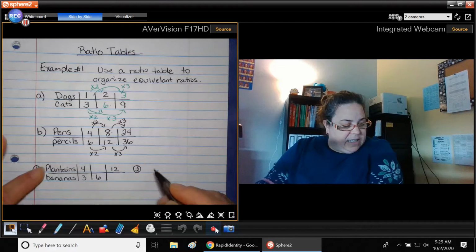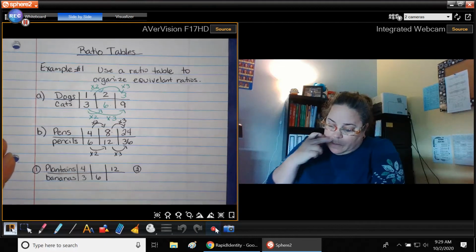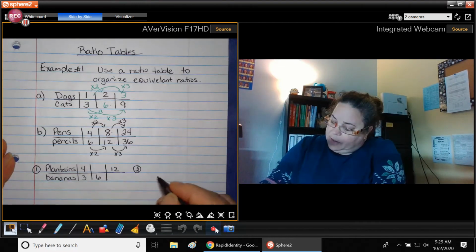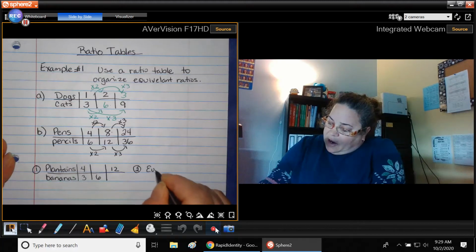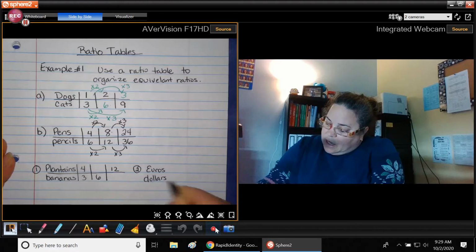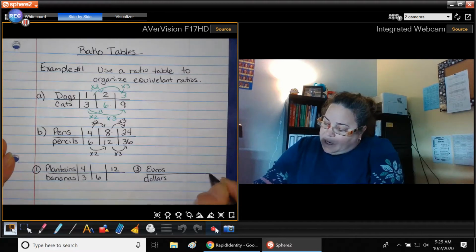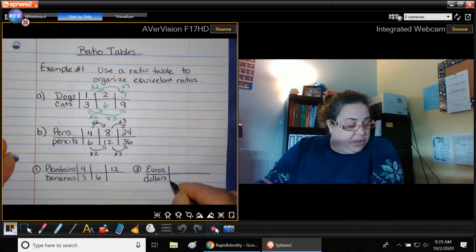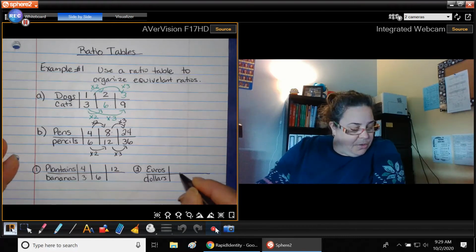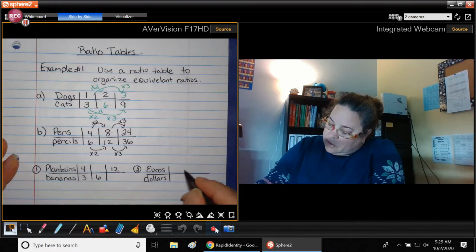Remember, plantains and bananas, they are both part of the banana family, but they're different types. And here I have euros and dollars. And they are both forms of money or currency, but they're different types, because in Europe they use euros and in America we use dollars.